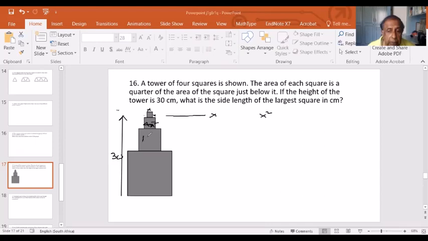And this one here will be 16x squared. You have to multiply this by 4. So 64x squared. So each one is a quarter of the next one. Okay, and now once you got that, you see I got the height of the tower. Let's see the height of each one. This height here, the area is 4x squared.